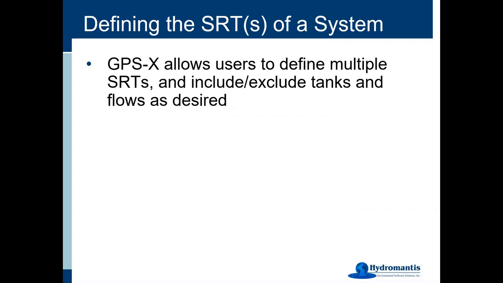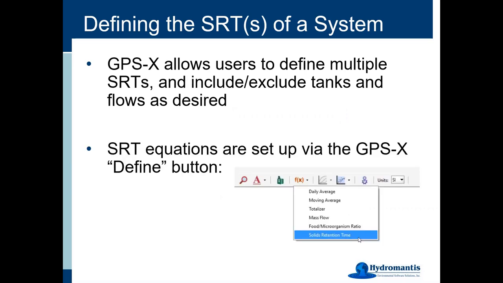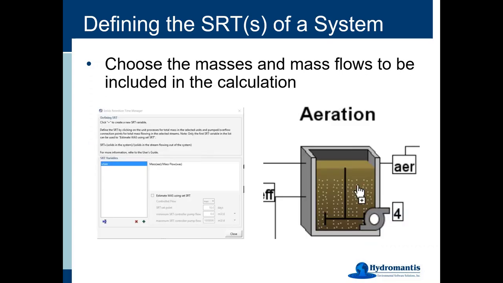So our define function allows you to define multiple SRTs, and you can include or exclude tanks and flows as desired. And all of that is done through the GPS-X define button, which is across the top. It's about in the middle, and it is this F as a function of X button here. It's actually a menu. If you pull it down and select solids retention time at the bottom, that will bring up the SRT definition menu. There's a lot of words here describing and giving you the instructions that you need. I realize this screenshot here is a little tiny, but we'll move on to doing a live demonstration.